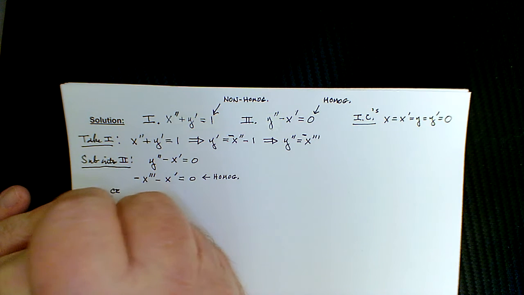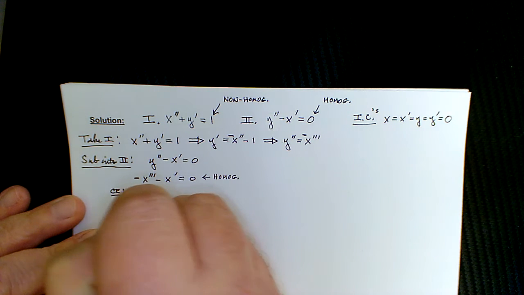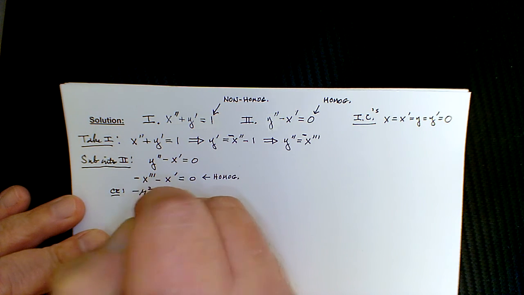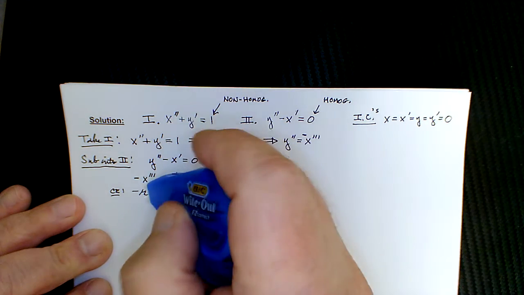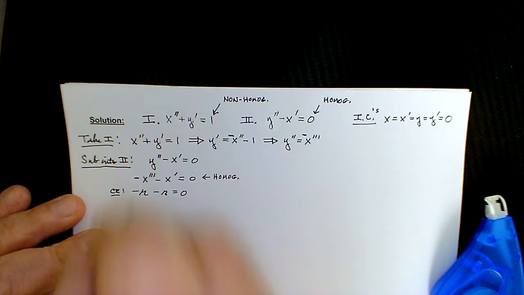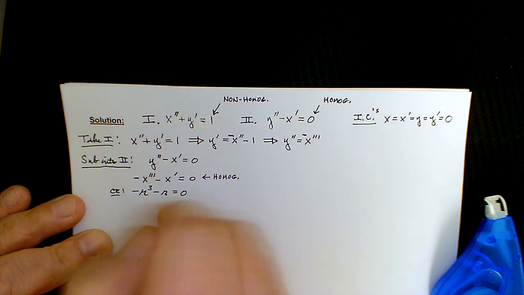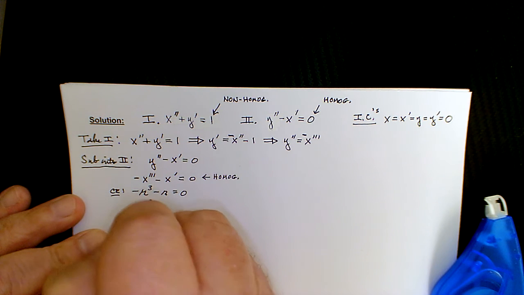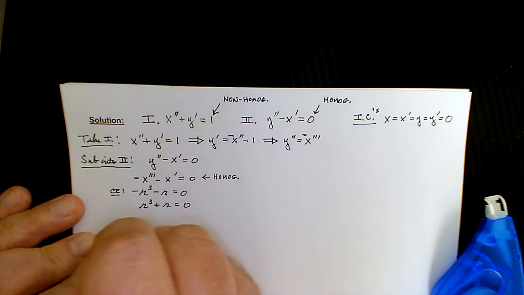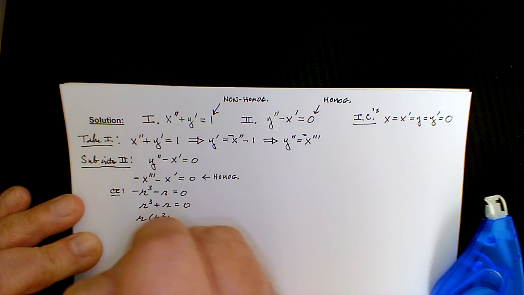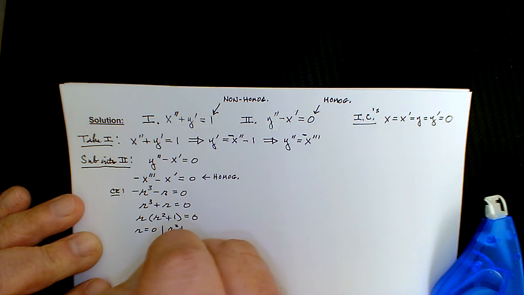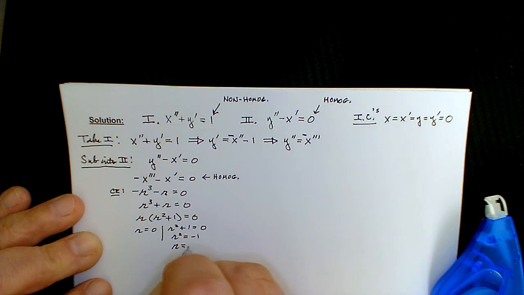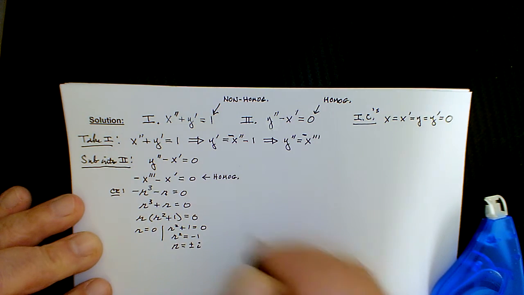And so we can get the characteristic equation. So minus r cubed, minus r is going to be 0. So again, that's minus r cubed. Let's multiply it by negative 1. So r cubed plus r is 0. Factor out r. Set them to 0. r is 0. r squared plus 1 is 0. So r squared is negative 1, and r is plus or minus i.